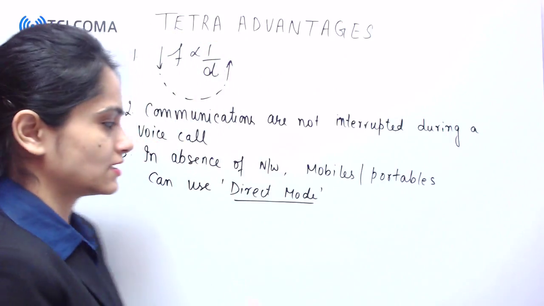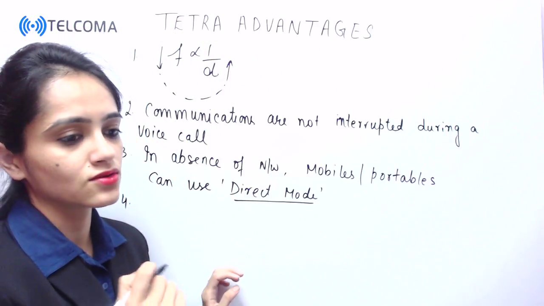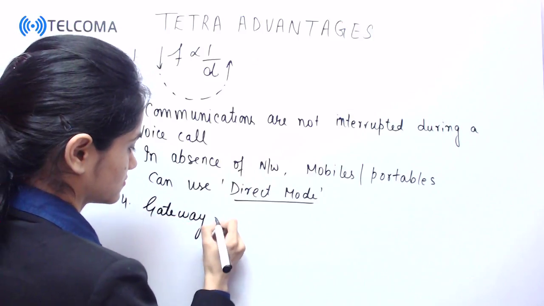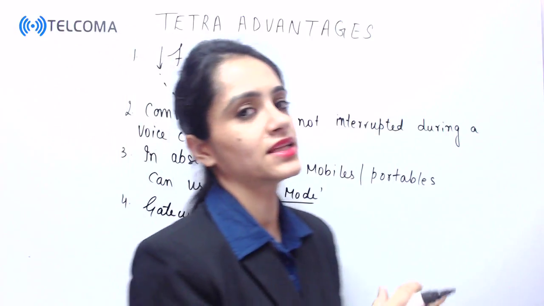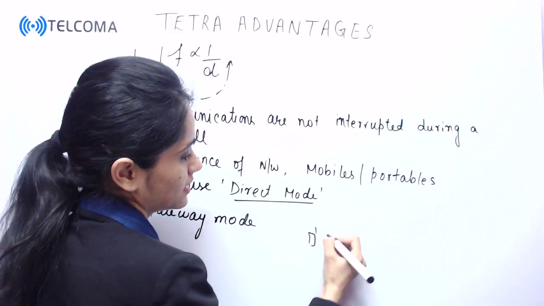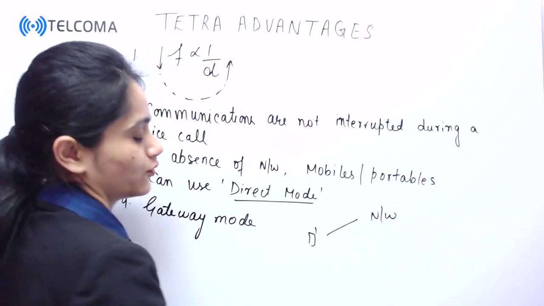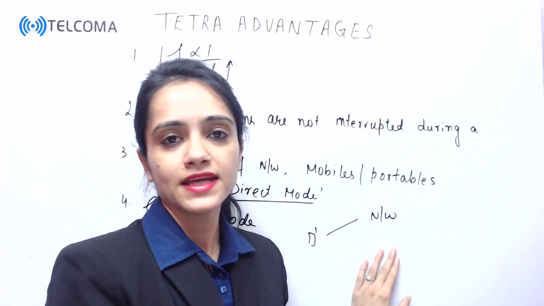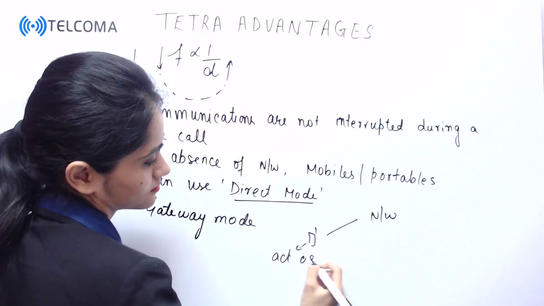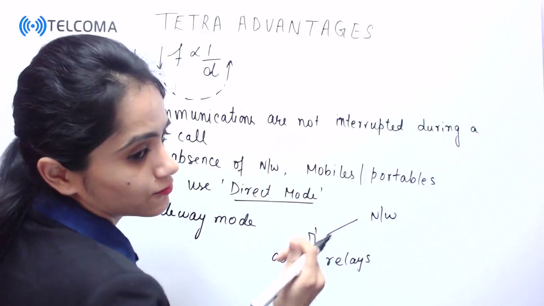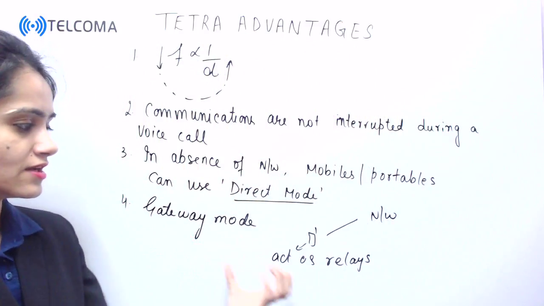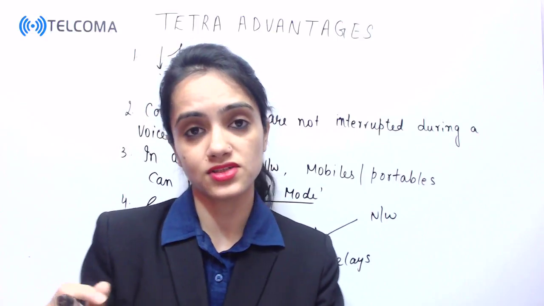Now let's move to another one. In TETRA technology there is a mode we call gateway mode. So what happens in the gateway mode? When a single mobile is in connection with the network, it acts as a relay for other devices that are out of range of the infrastructure. So that's why this is called gateway mode. This is also an advantage of TETRA technology.